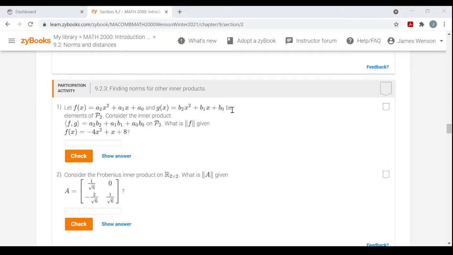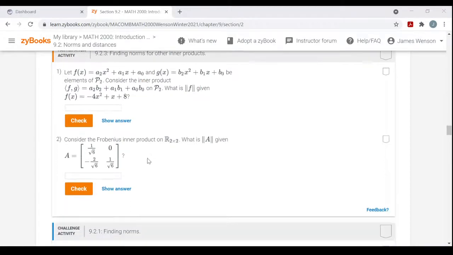All right. So this first one, I'll leave this one to you. Let's look at number 2. All right, so we're given that, remember the Frobenius inner product from section 9.1? It's basically just the dot product for matrices. You multiply corresponding entries in matrices and then add them up.